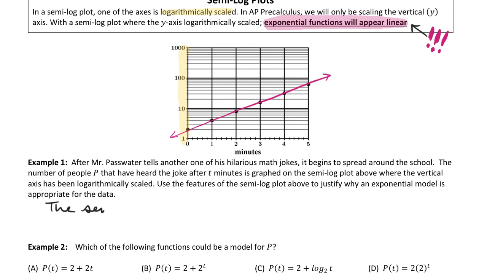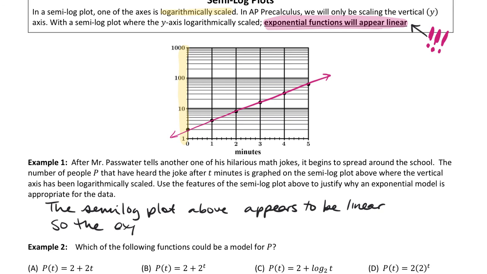The semi-log plot above appears to be linear. You guys notice that it appears to be linear. So the exponential model is appropriate for this data.